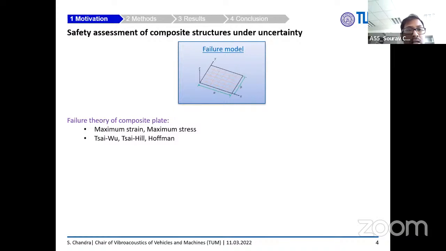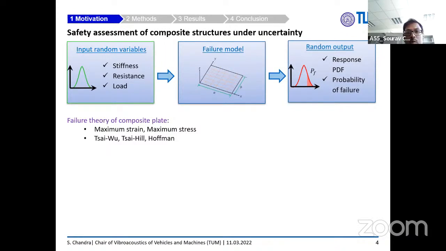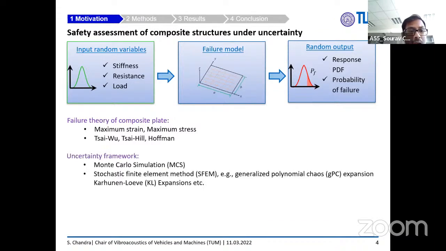And when we have considered the uncertainty in the parameters like stiffness, resistance, and loads, we will get the uncertain response. And from this particular response, we can calculate the probability of failure and the PDF of that particular response. So for uncertainty analysis, we have some uncertainty frameworks, like we can use the Monte Carlo simulation, which is very time consuming but provides very accurate results. Or you can use some meta model like generalized polynomial chaos or KL expansion, like that. That is based on what uncertainty we are considering.